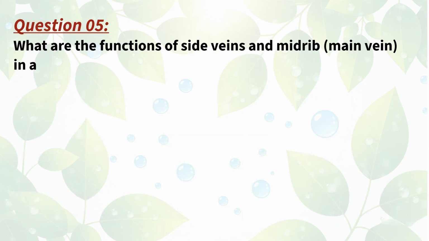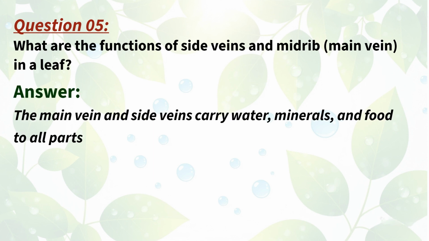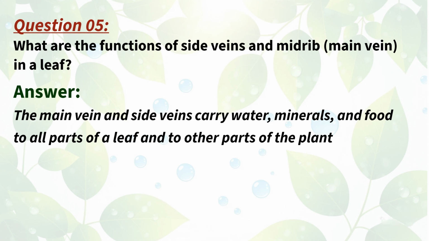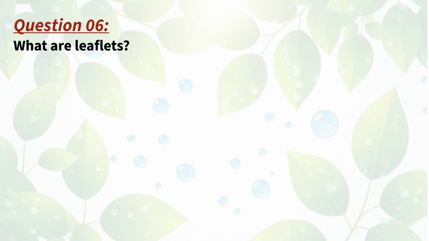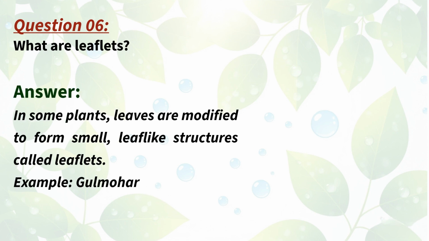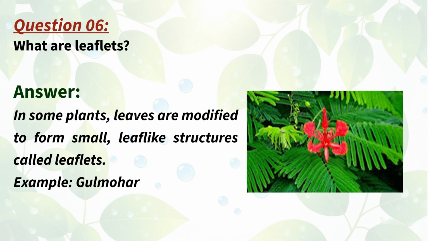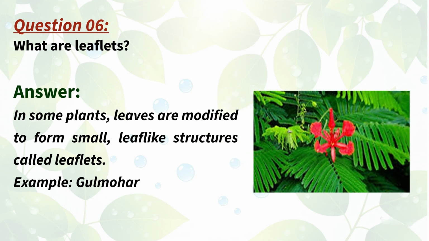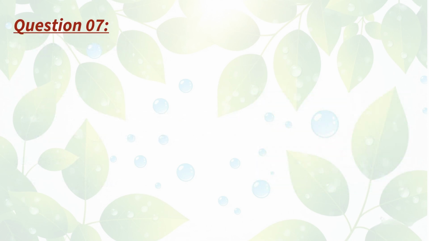Question 5. What are the functions of side veins and midrib, main vein, in a leaf? Answer. The main vein and side veins carry water, minerals, and food to all parts of a leaf and to other parts of the plant. Question 6. What are leaflets? Answer. In some plants, leaves are modified to form small, leaf-like structures called leaflets. Example, gulmohar.